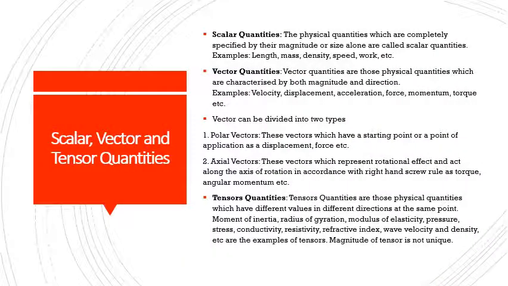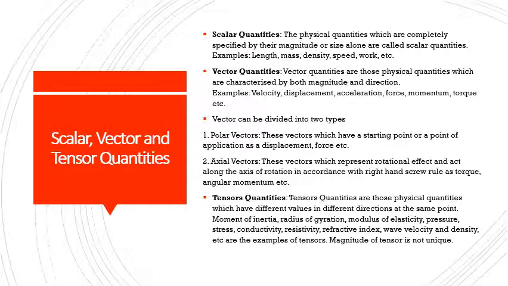Students, let us see about scalar, vector and tensor quantities. You know very well what is scalar and vector quantities. Okay, a new term tensor is also included here. We'll see what is scalar quantity now. The physical quantities which are completely specified by their magnitude or size alone are called scalar quantities. Example, length, mass, density, speed, work, etc.